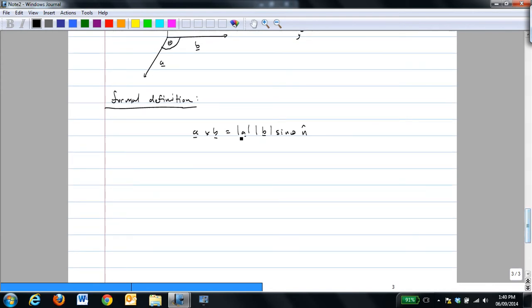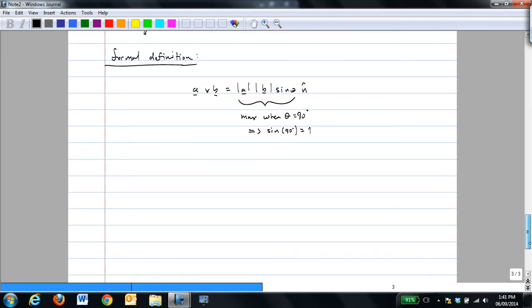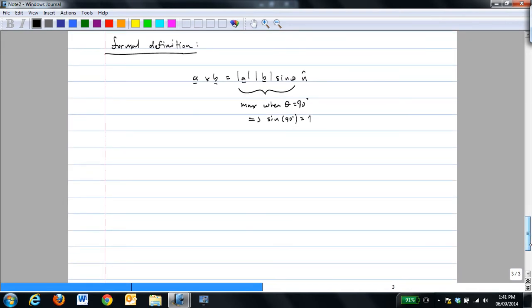So yes, as I said, in contrast to the dot product, this is max when theta equals 90 degrees, because that's when sine 90 equals 1. So if these vectors are perfectly orthogonal to one another, then that's when the cross product is maximized. Okay, so let's do another example here.